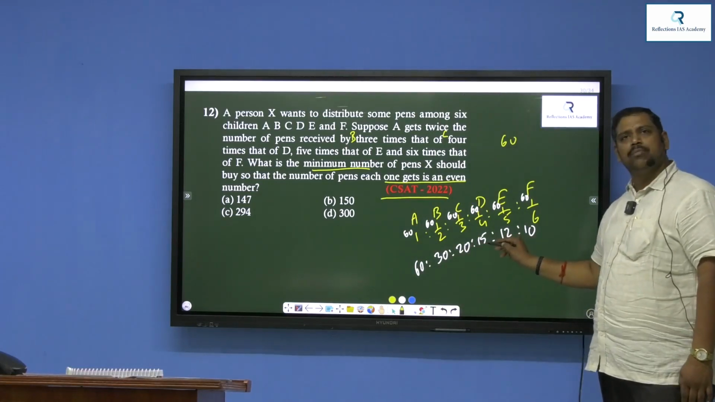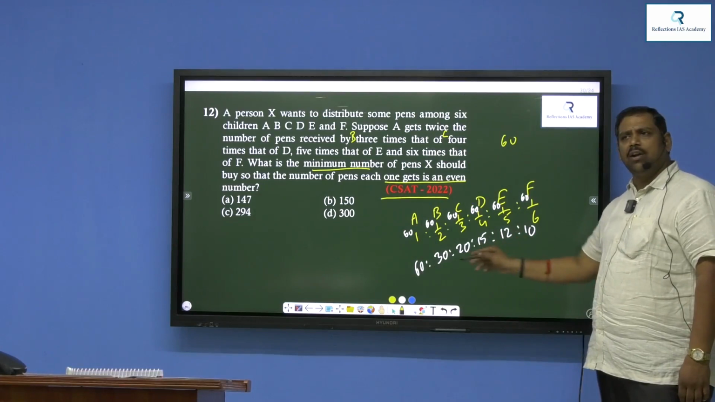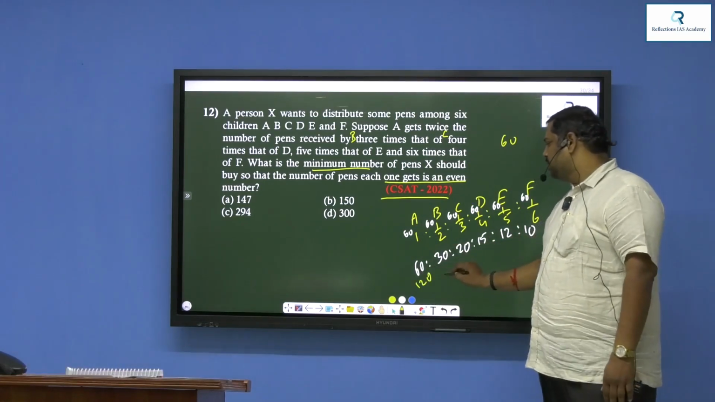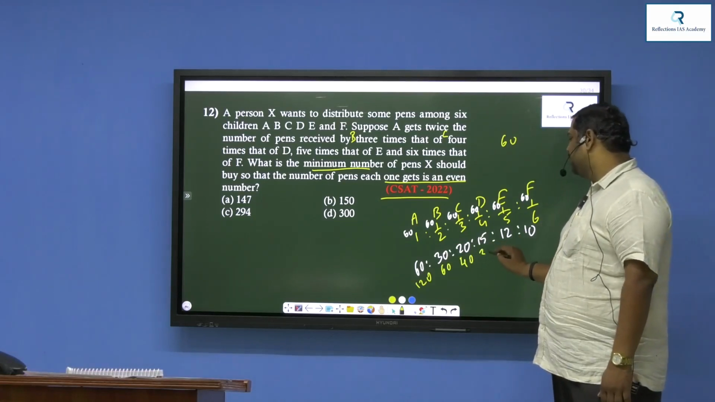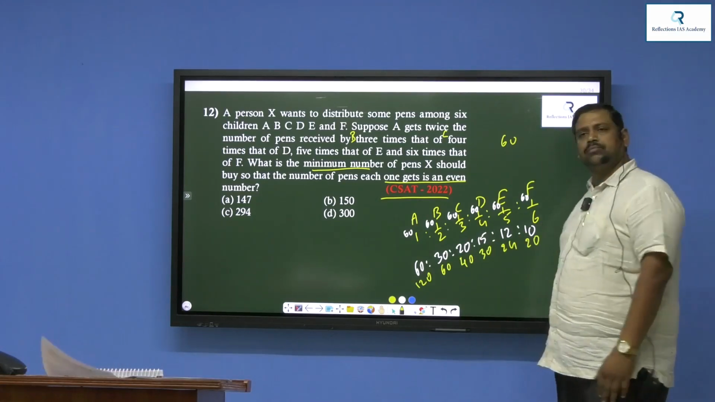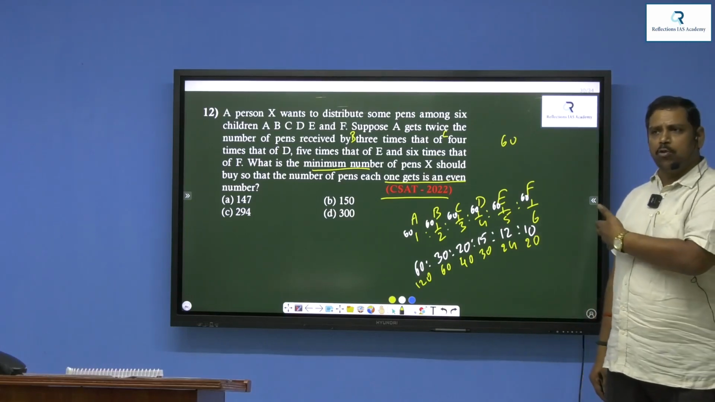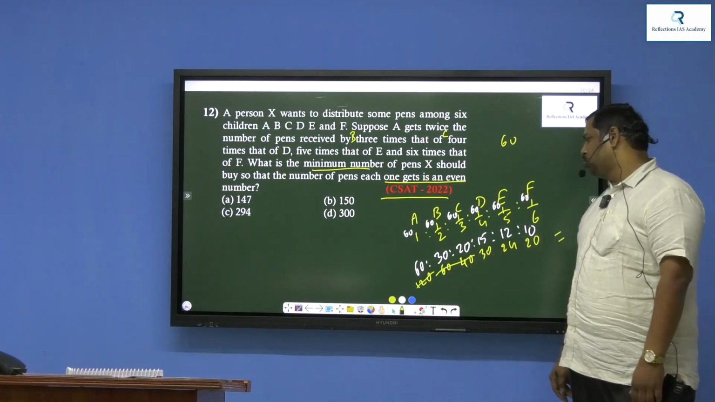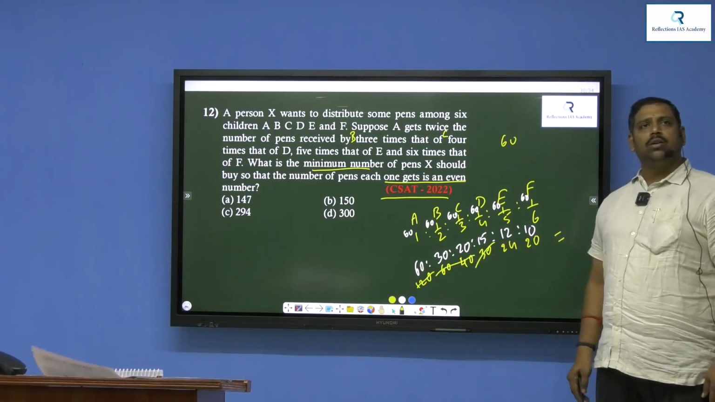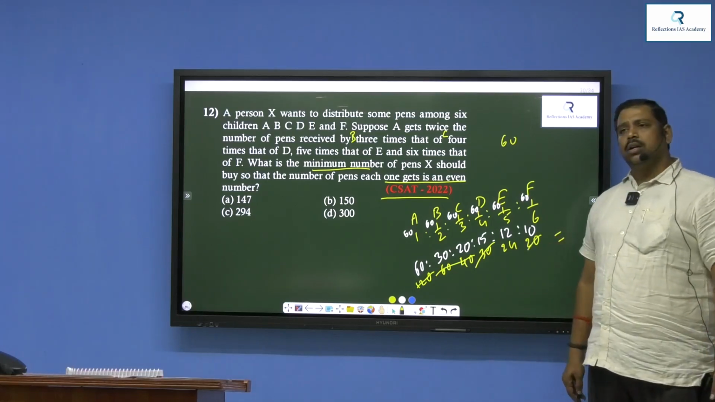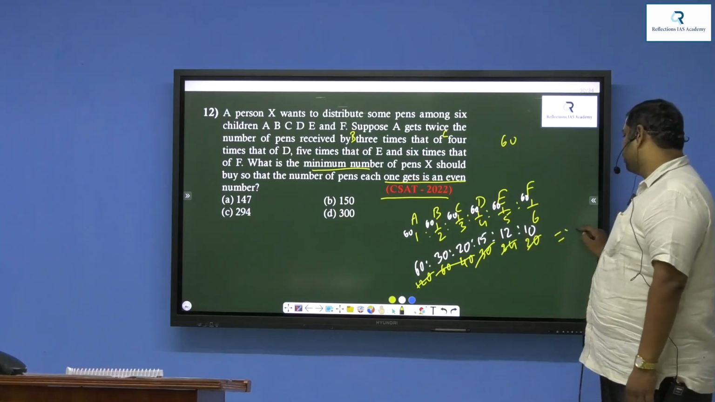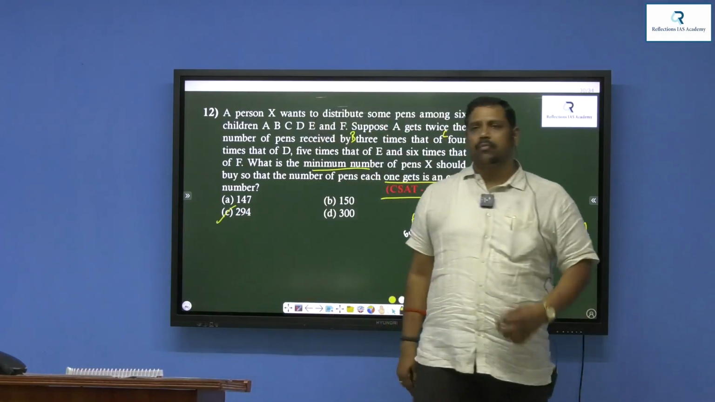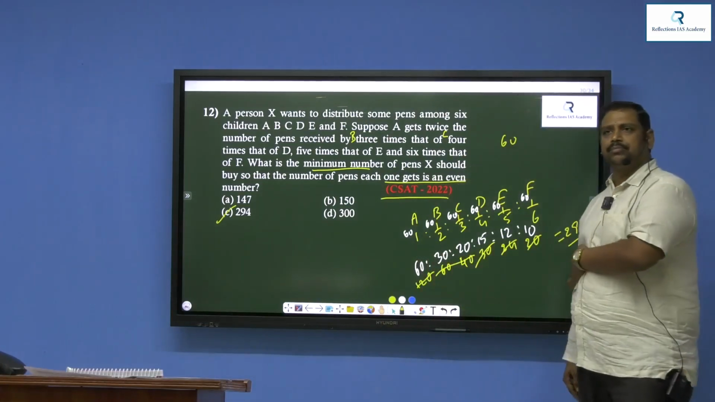Sir, this is a problem. This is even or not? To get even, all need to be doubled. Yes or no? Double: 120, 60, 40, 30, 24, 20. Can you say this is the total number of pens? Added, how much did you get? 120, 60 plus 40 means 100. 220 plus 30, 250 plus 20, 270 plus 24, 294. Okay, which option is the answer? C is the answer. Am I clear?